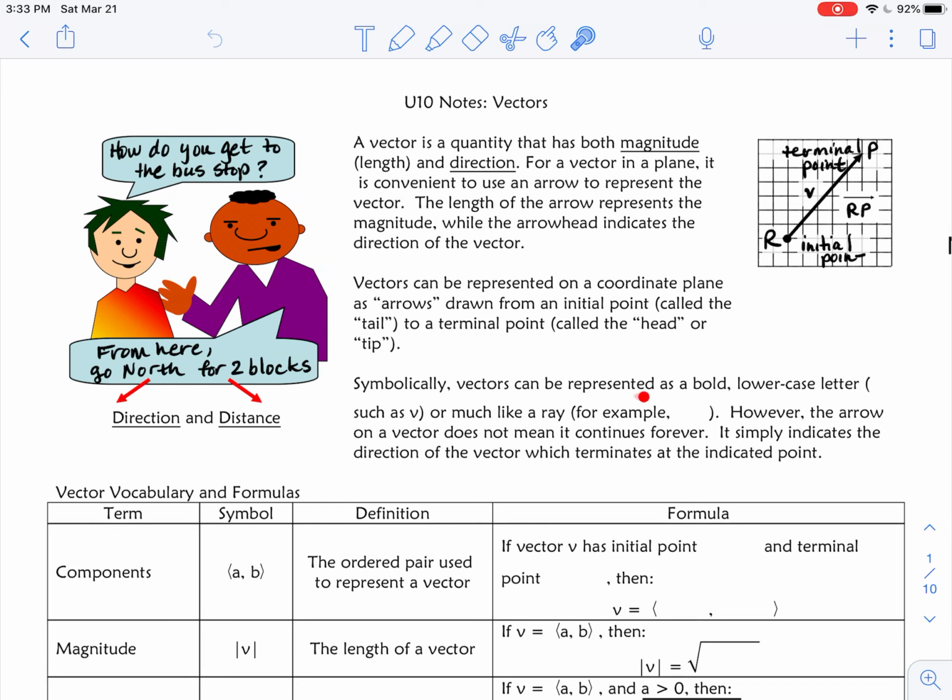Symbolically, vectors can be represented as a bold lowercase letter, such as v, or much like a ray, for example, RP. However, the arrow on a vector does not mean it continues forever. It simply indicates the direction of the vector, which terminates at the indicated point. So when I'm looking at this one, we're starting here at R, and we're going towards P. This is the length or the magnitude of the vector, and this arrow represents the direction that it's headed.